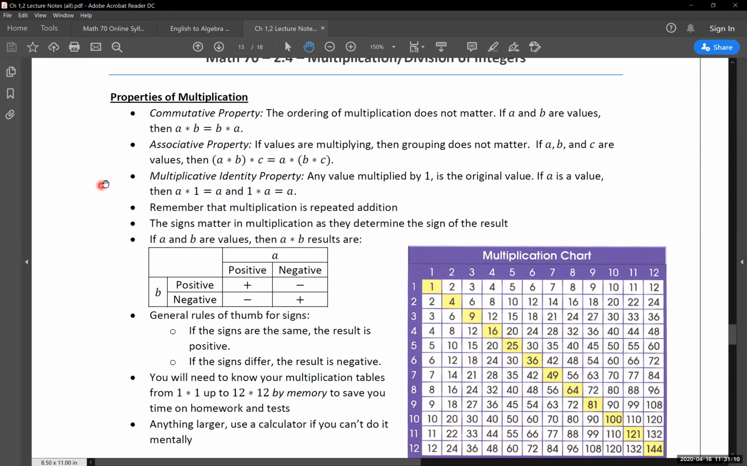We might think, okay, well, yeah, duh, anything times 1 is just itself. Yes, but when this was first discovered, created, and formalized, this was a very, very special property. So that's why it has this special name attached to it of the multiplicative identity. Okay? So those are our 3 major properties that show up with multiplication.